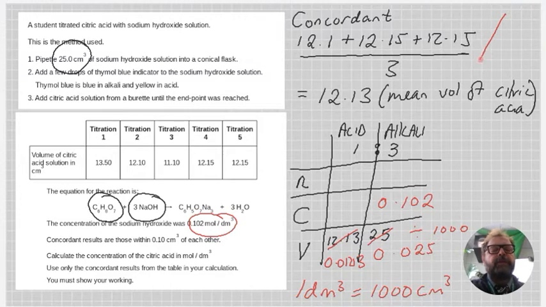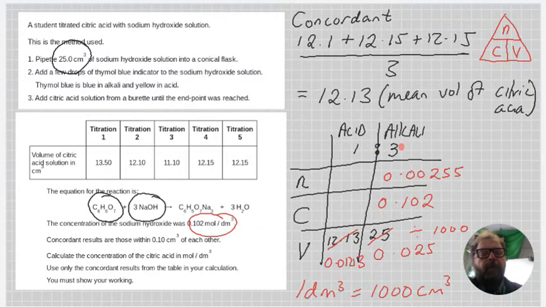So I always think to myself, the concentration is measured in how many moles there are per unit of volume, usually a litre. So if I want to work out n, the number of moles, I need to do the concentration multiplied by the volume. I'm going to times these two numbers together and get 0.00255.